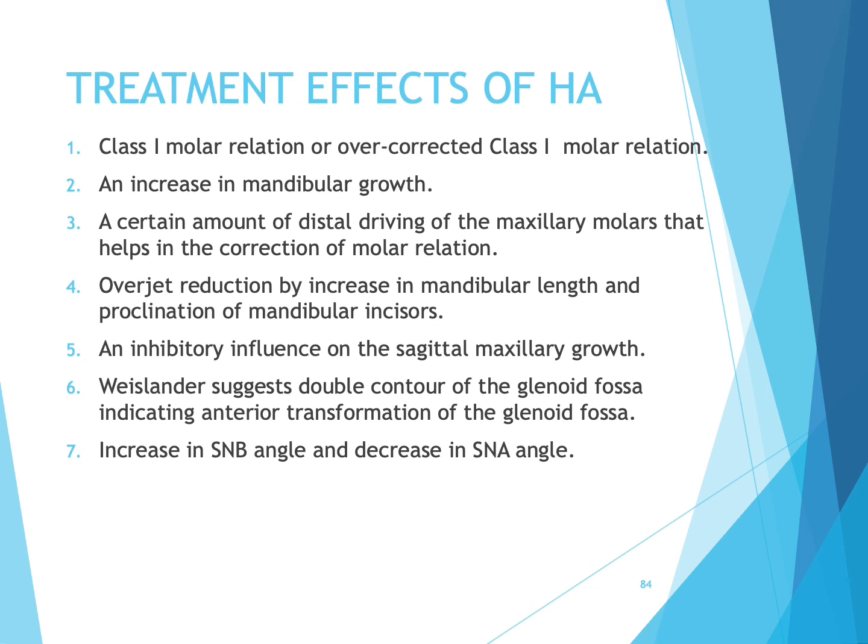An inhibitory influence on the sagittal maxillary growth. Wieslander suggests a double contour of the glenoid fossa, indicating anterior transformation of the glenoid fossa. And an increase in SNB angle and a decrease in SNA angle.